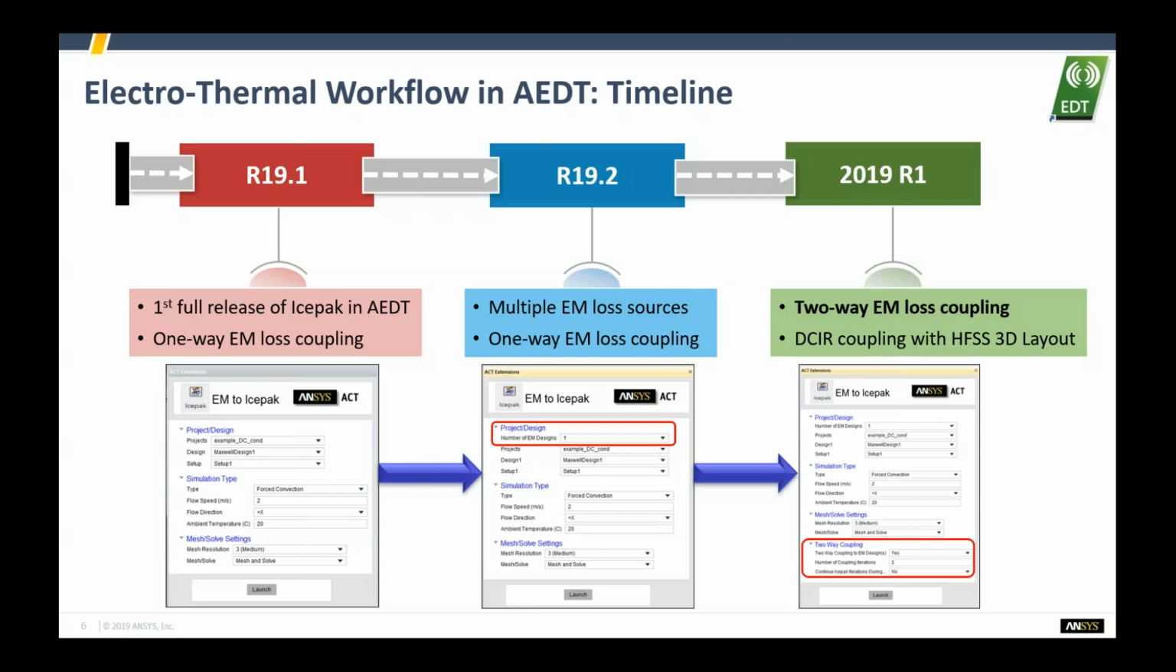Then we go to version R19.2, which is about the same time last year. R19.1 was earlier last year. In R19.2, we updated the EM to IcePack link. It becomes multiple EM loss sources, but it was still a one-way EM loss coupling. Now we enter this year, 2019 R1. We have updated that to a two-way EM loss coupling, and we can also have a DCIR coupling with the HFSS 3D Layout.